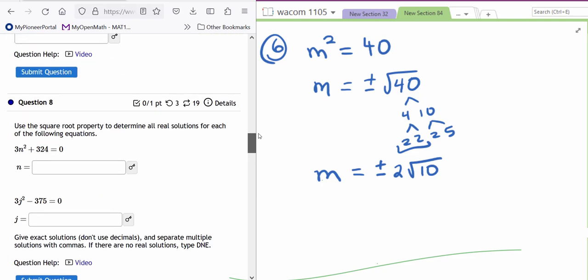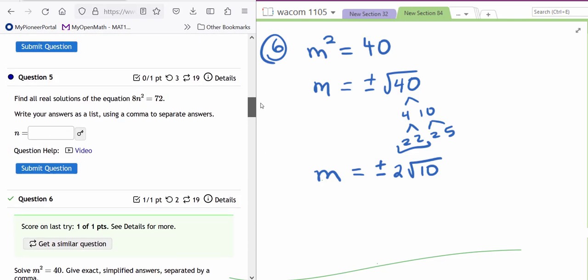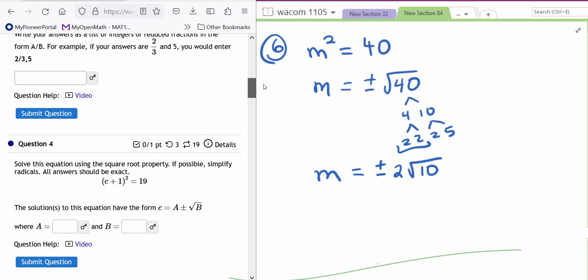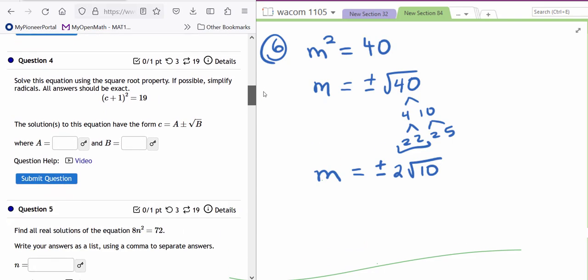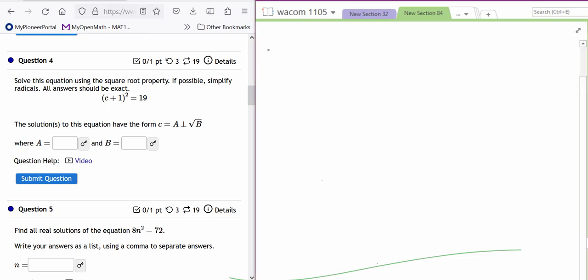Okay. Let's look next. So I'm going to jump around. This one is good. Root 4. So I have c plus 1 squared equals 19. This one, if you just pretend like this c plus 1 is x, all right, you have x squared equals some constant. This is the best way to solve this one.